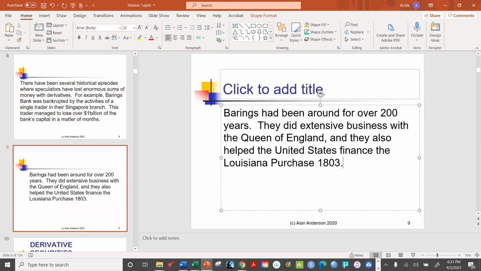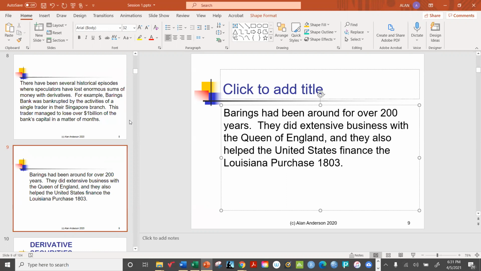Now you might remember that in 1803, the United States bought the Louisiana Territory from Napoleon, and it cost relatively little money, $15 million. But the United States didn't have $15 million at that time. Where did they get the money from? They issued bonds, but the underwriter for these bonds was Barings Bank. So they were the ones who helped do this.